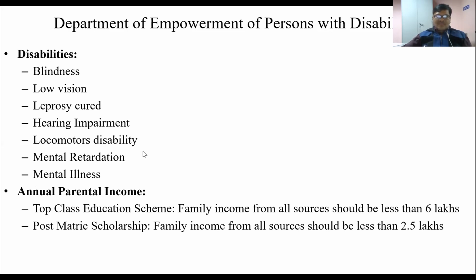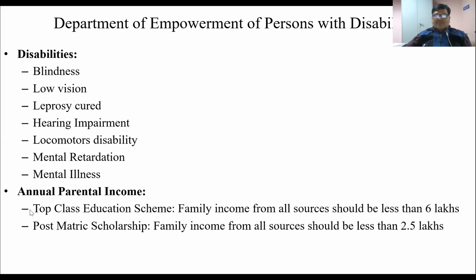Next is the Department of Empowerment of Persons with Disabilities. The disabilities covered under this scholarship scheme are blindness, low vision, leprosy cured, hearing impairment, locomotor disability, mental retardation, and mental illness. If any candidate has these disabilities, they are eligible for this scholarship scheme.